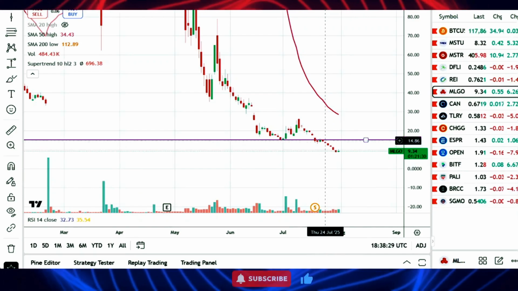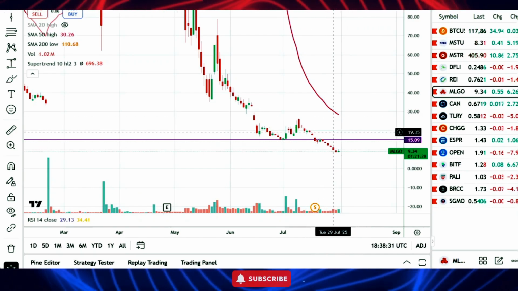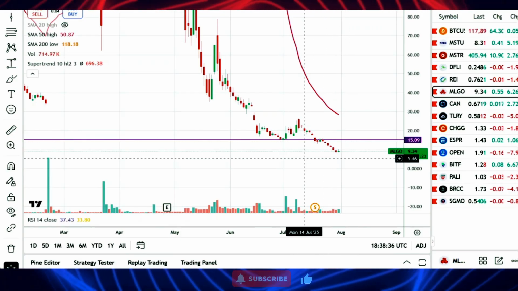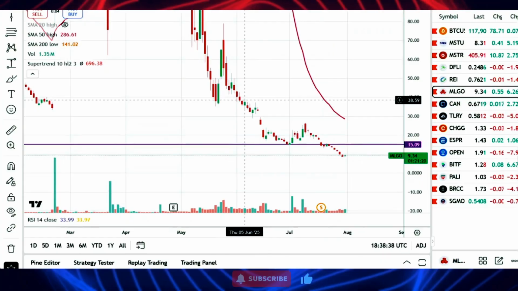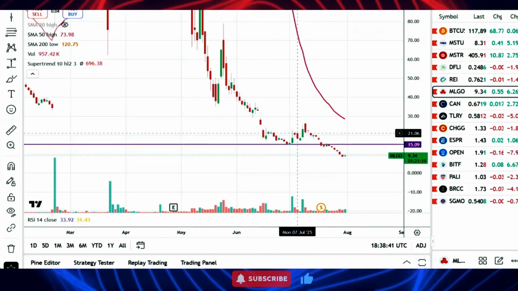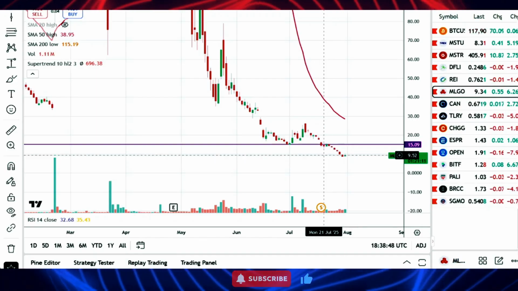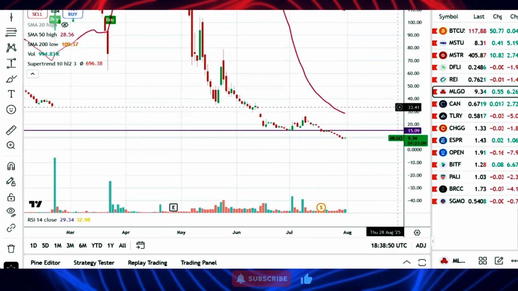So if you're into MicroAlgo, I know this is disappointing because this is not what you wanted to see. But again, we can't predict exactly what happens. We just have to go based on the information we have and what to expect based on support and resistance. Now for a little bit of silver lining.